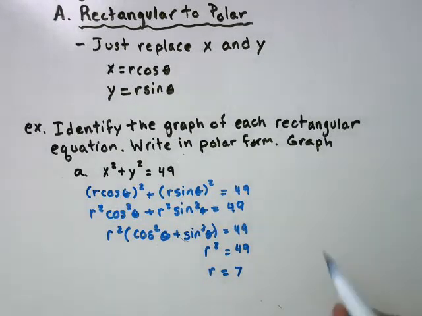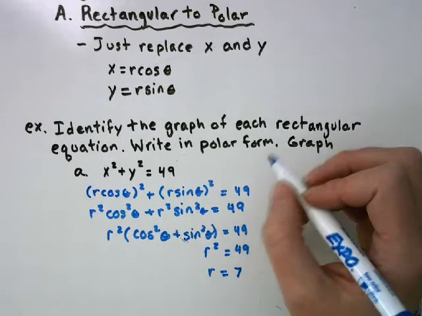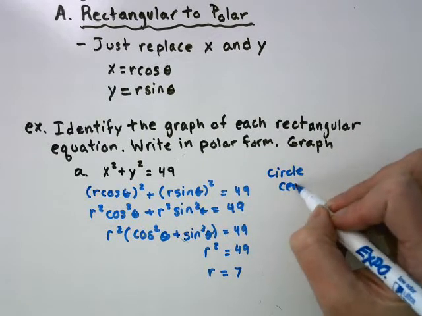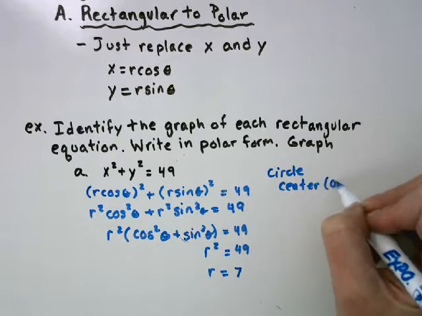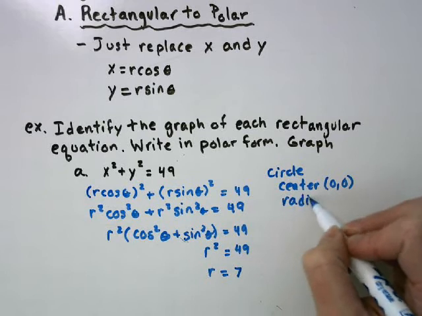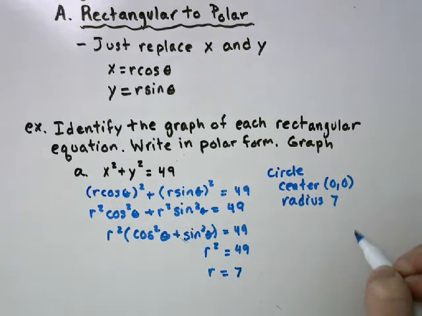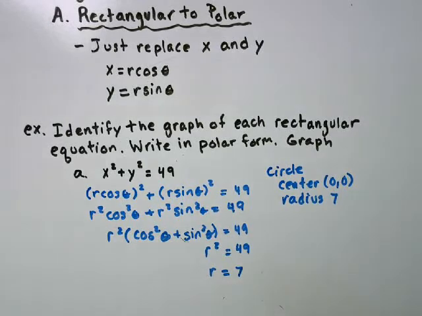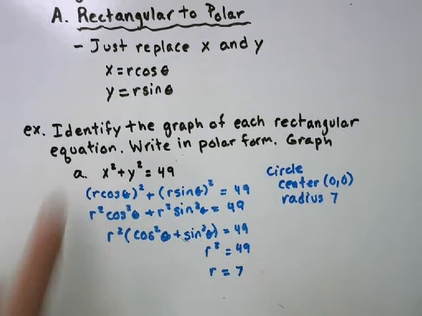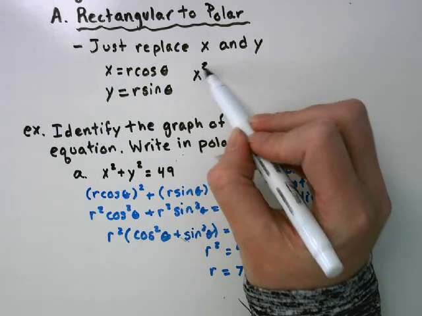7, which makes sense, because what type of graph is this? This is a circle whose center is 0, 0, and the radius is 7. Well, this would be a circle centered at the origin with a radius of 7. So I'm actually going to add, we could have actually jumped to this point right here, because x squared plus y squared does equal r squared. So I'm going to add that up here.